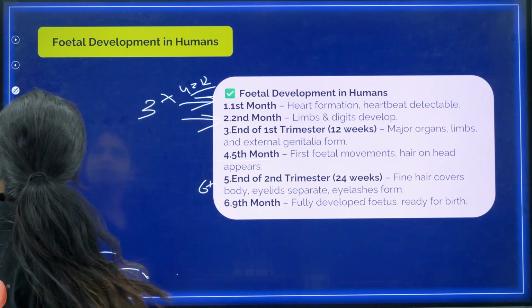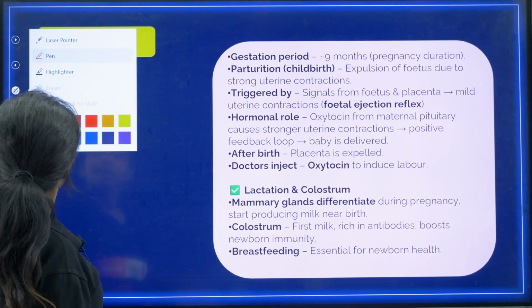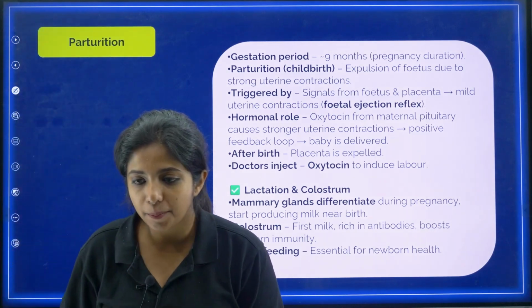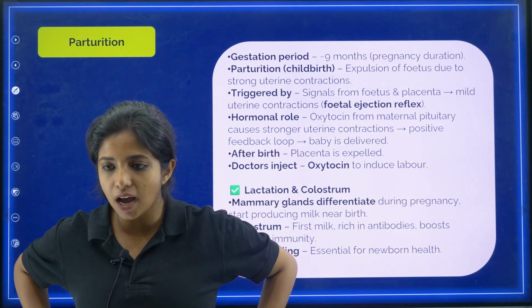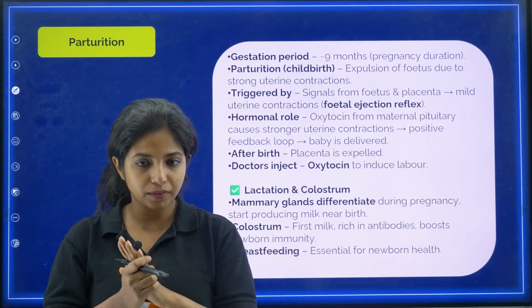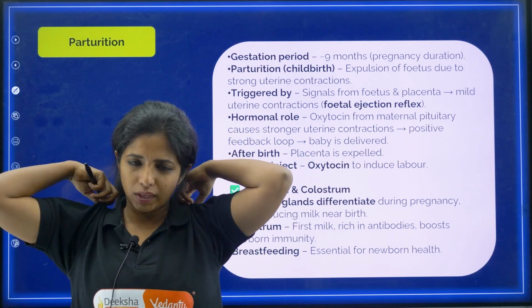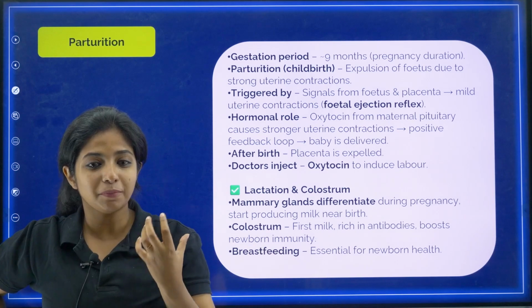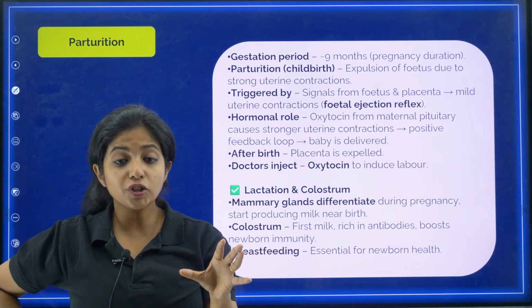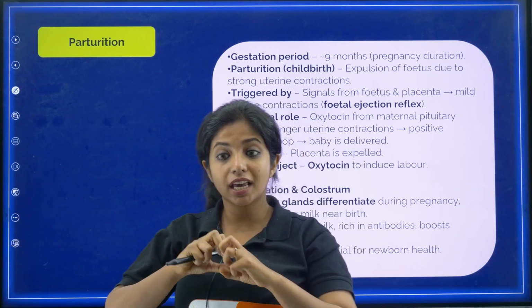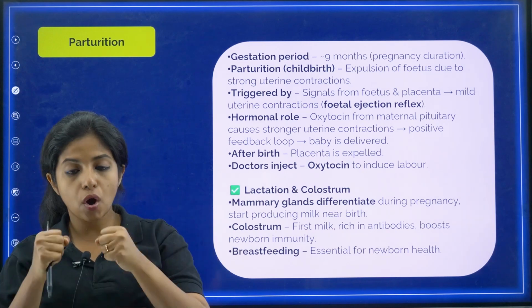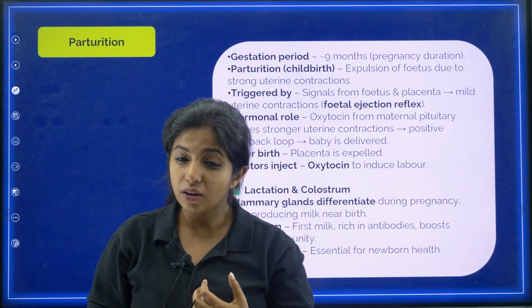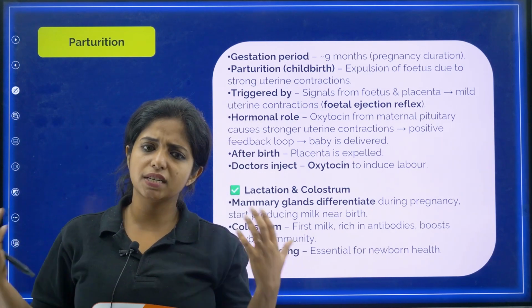Cool? Going ahead. Last part of your chapter, that is parturition, my dear children. What happens here? The whole period during which the baby was developing, you call this the gestation period, which lasts up to 9 months in the case of human beings. Now parturition means the expulsion of the baby due to strong uterine contractions. Now how is it triggered?